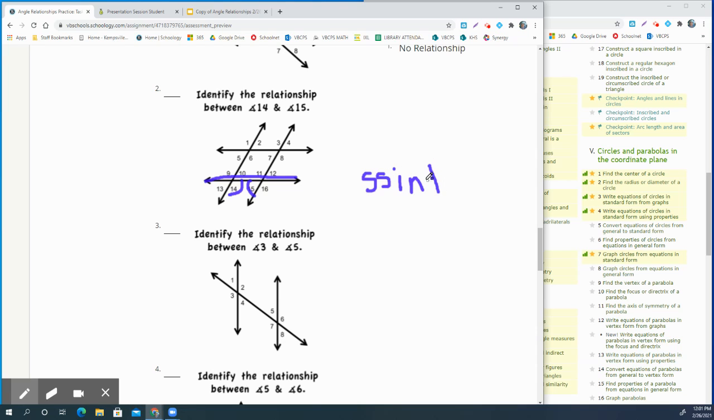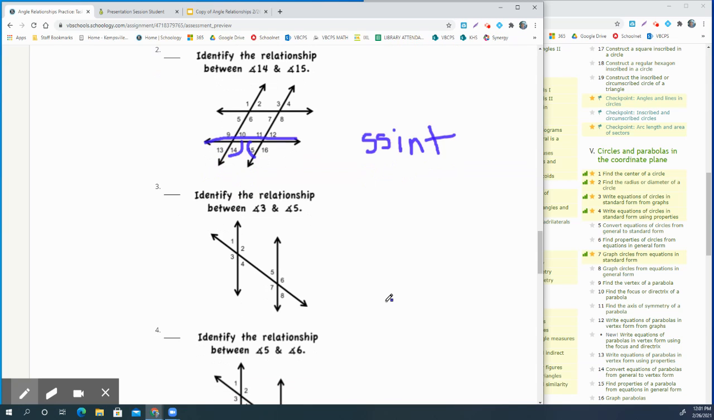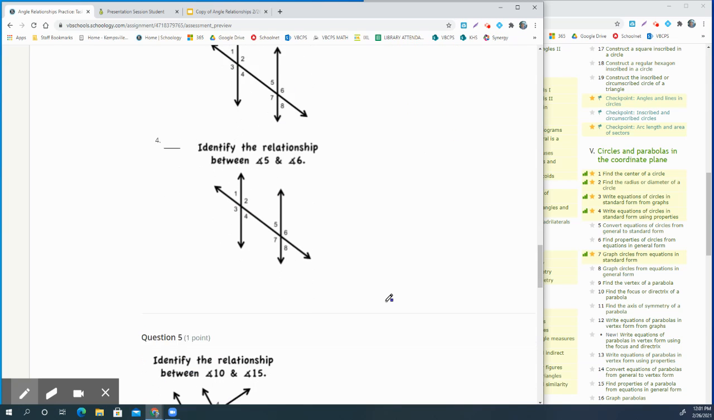So this is same side interior. They're on the same side of the purple line. They're both on the south side of the street, but they're inside the parallel lines. So I'm going to run them over by my truck. What other ones do we want to talk about? Don't be shy. You guys are asking great questions.